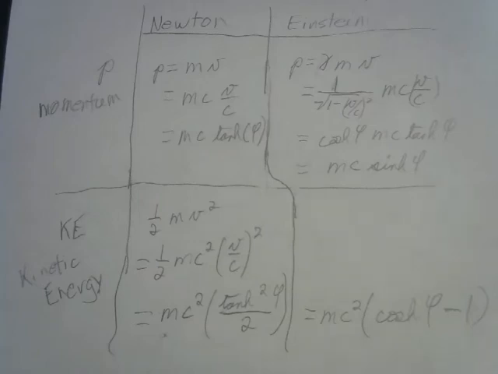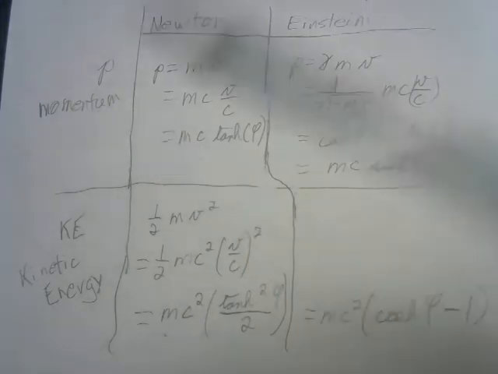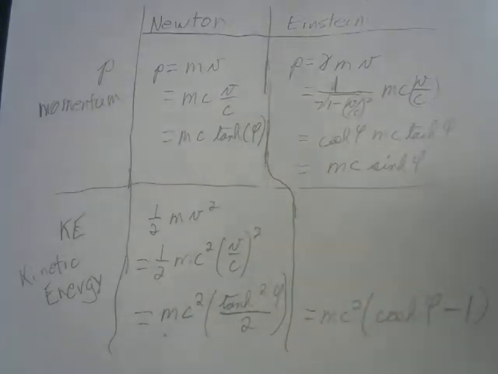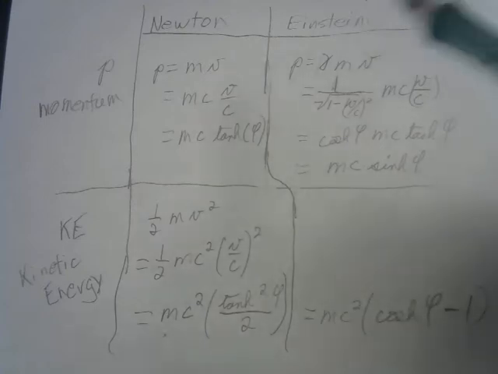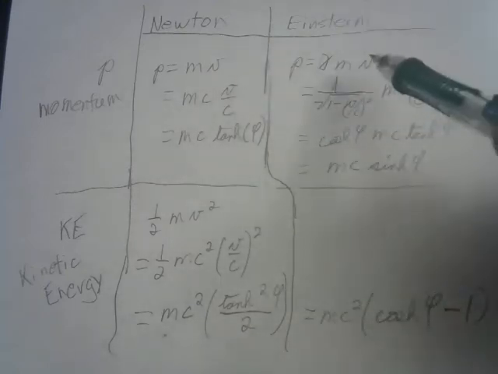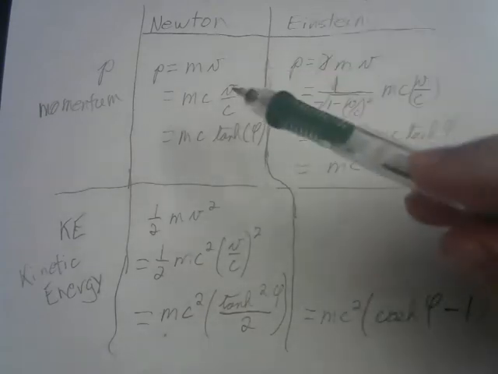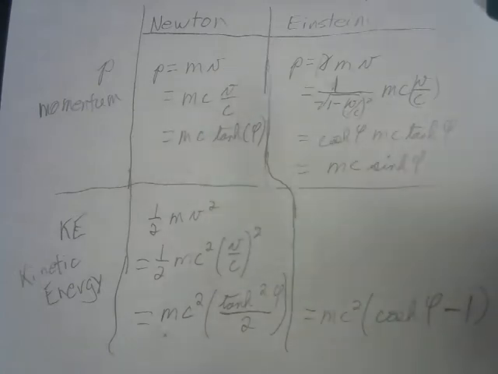We've just introduced momentum in our physics class, and I thought it would be interesting, just as optional material, to discuss what the difference between Newtonian mechanics and Einstein mechanics is. And the big difference is really in the definition of momentum.